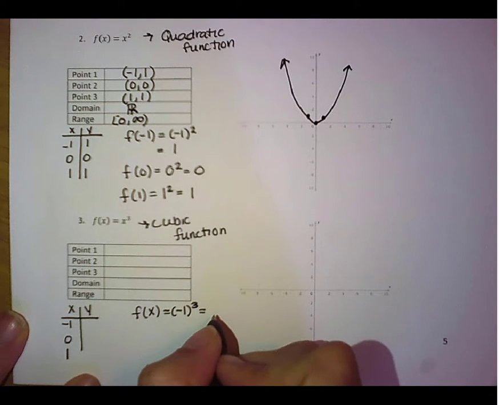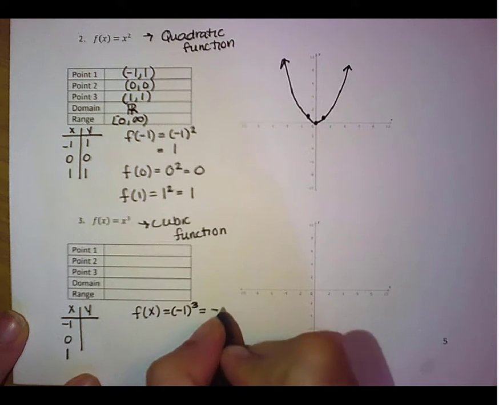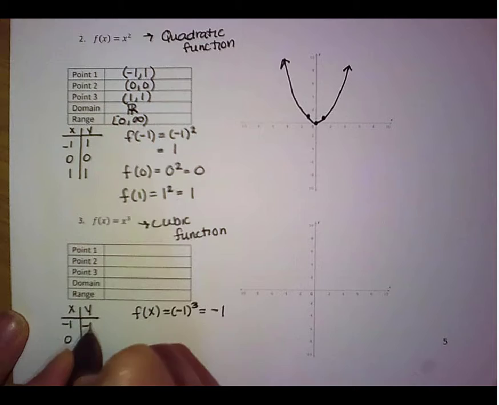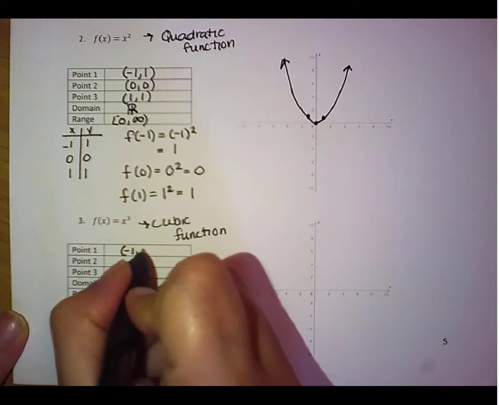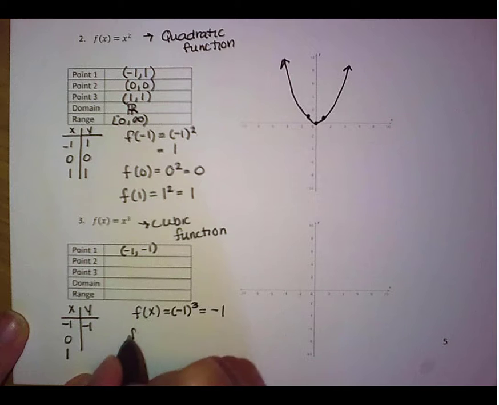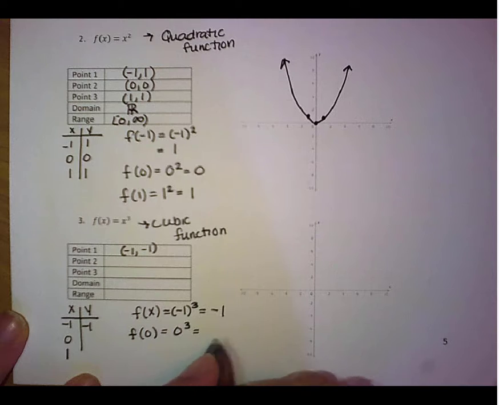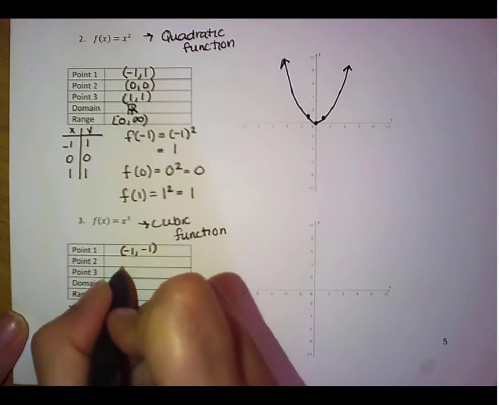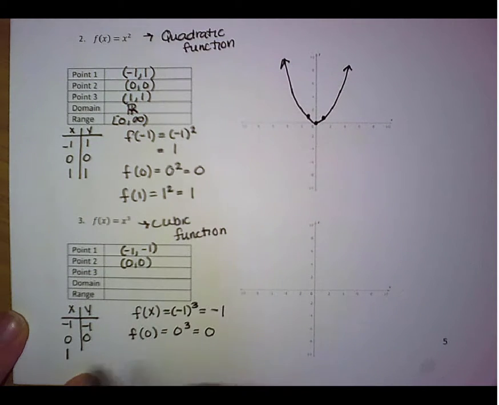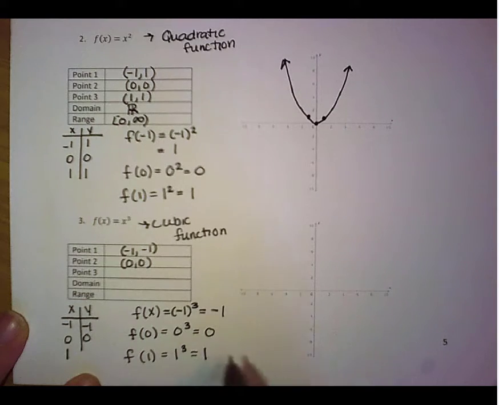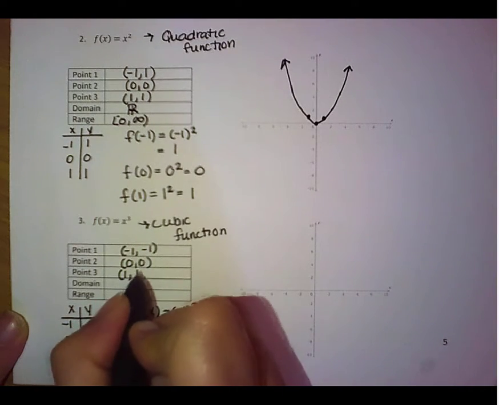So when you multiply that out, you're doing -1 times -1 times -1. Well, the first two negatives make a positive, but then when you do +1 times one more negative, that takes us right back to being a -1. So our first point here is going to be the point -1, -1. So we do the same thing for f at 0. This is 0 cubed. 0 times itself 3 times is still 0. So our second point is again 0, 0. And f at 1, this is going to be 1 cubed, which is still 1. So this is going to be the point 1, 1.